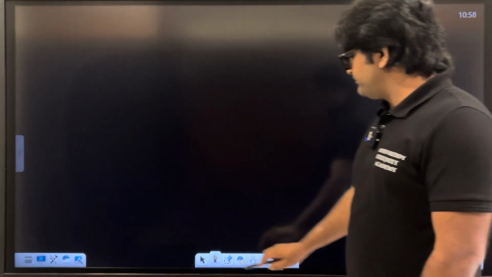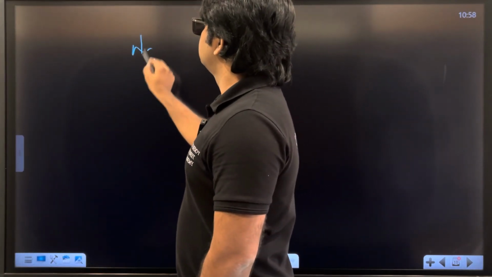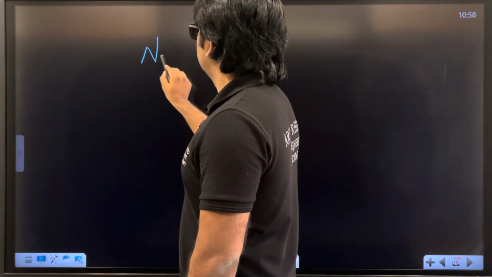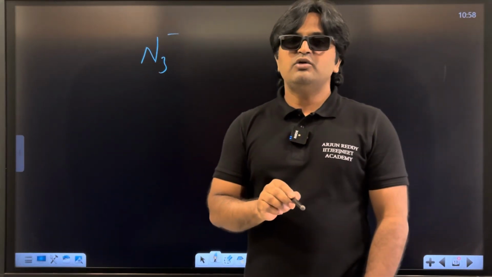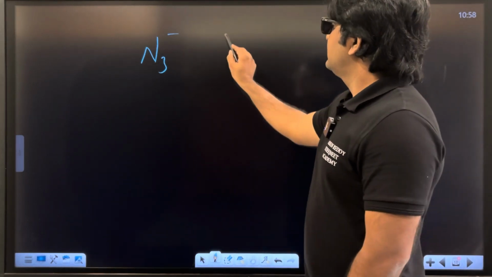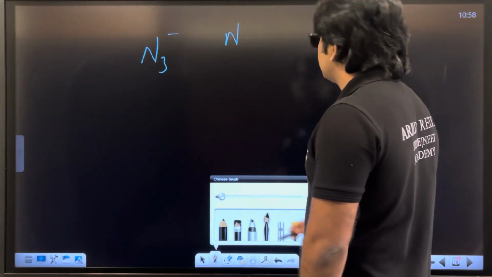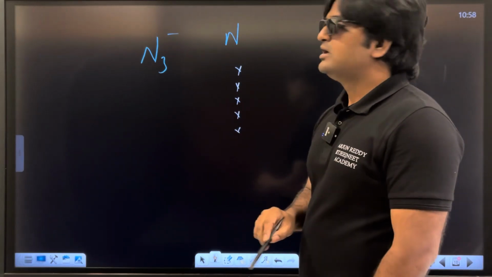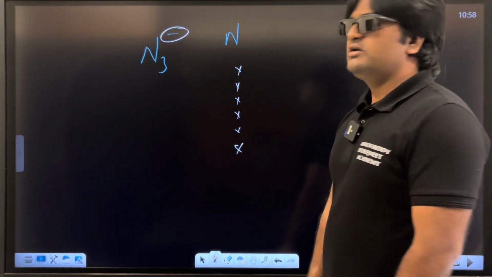Next I am giving very important molecules, like N3 minus is given. How to find the hybridization of N3 minus? 3 nitrogen atoms are there, so one nitrogen atom is considered as the central atom, that I am taking here. What is the group number? Group number 5: 1, 2, 3, 4, 5 electrons. But what is the charge given? Minus. That's why 1 extra electron.